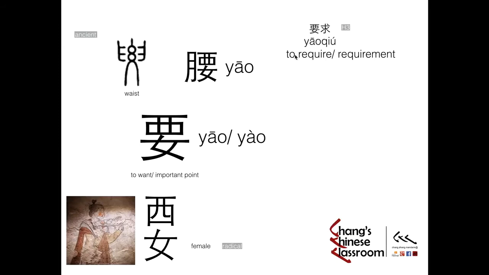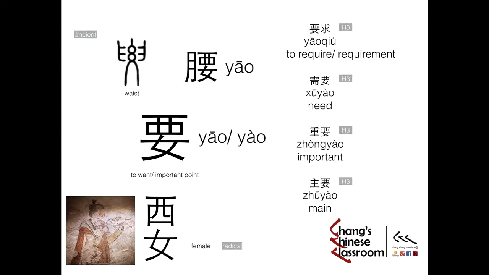Okay. The vocabulary, the first one, 要求, 求 is to pursue, and 要 is something you want, and requirement is to require, or the requirement. It could be both a verb or noun. And the second one, 需要. 需 means need, and 要 means want, and here all together, need. 重要, 重 means heavy, and here is important, and 要 also means important point. Altogether important. And the last one, 主要. 主 means master, and here represents the main. So 主要, the main point, main.